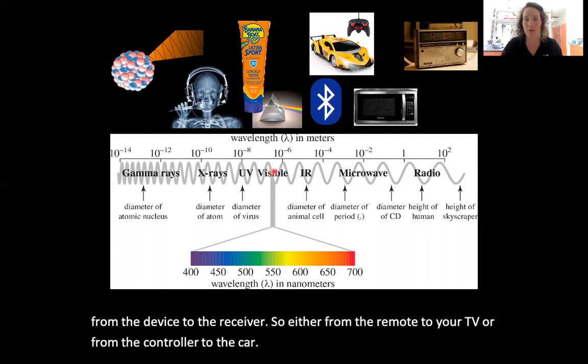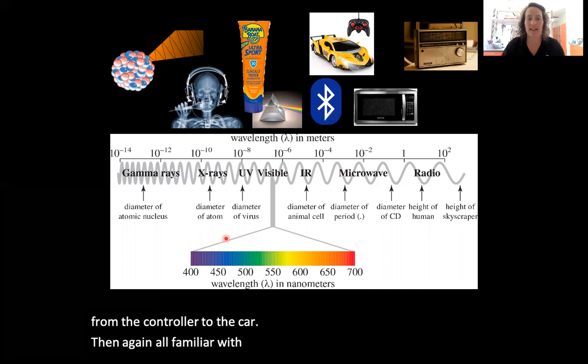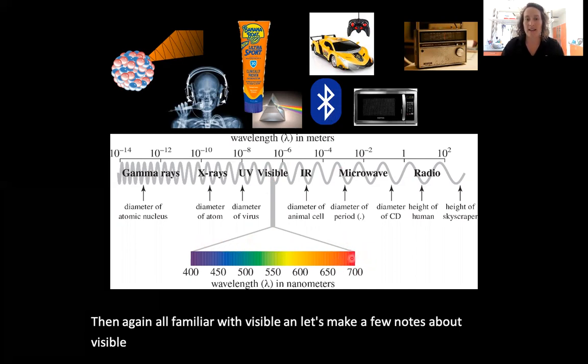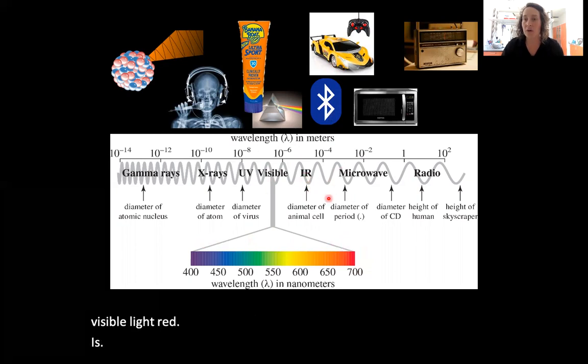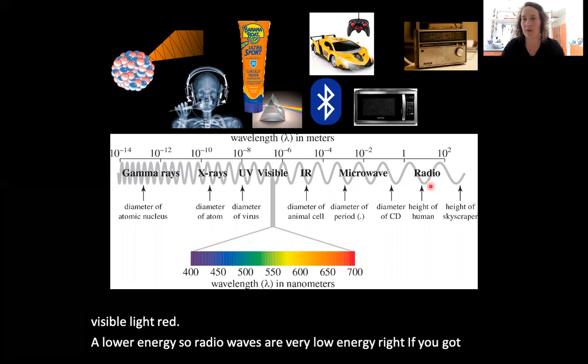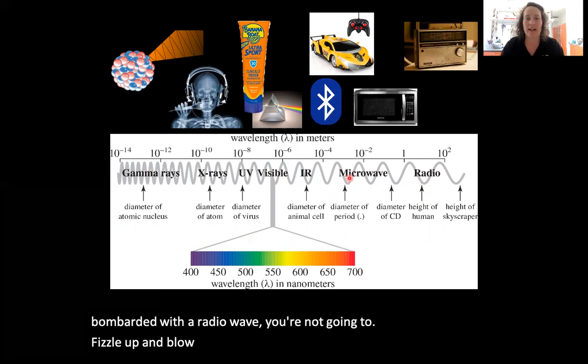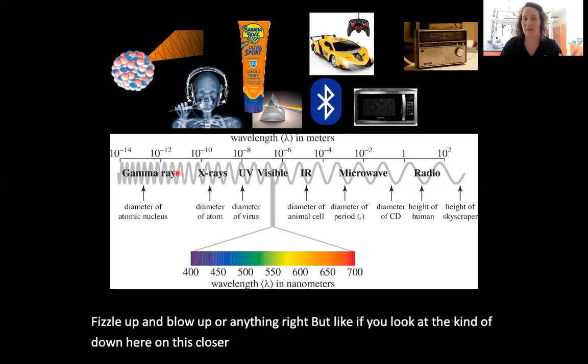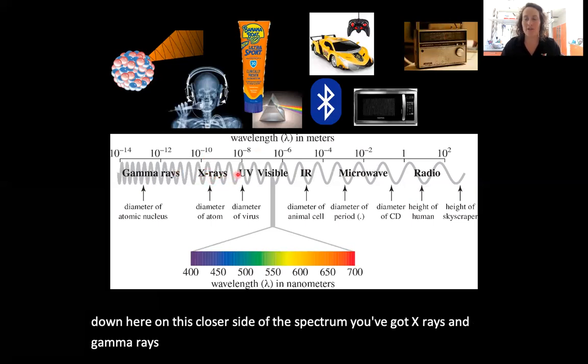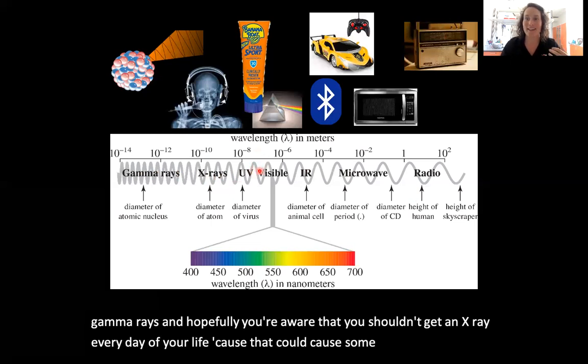Then we're again all familiar with visible. And let's make a few notes about visible light. Red is a lower energy. So radio waves are very low energy, right? If you got bombarded with a radio wave, you're not going to fizzle up and blow up or anything, right? But if you look down here on this closer side of the spectrum, you've got X-rays and gamma rays, and hopefully you're aware that you shouldn't get an X-ray every day of your life because that could cause some severe damage to your cells.